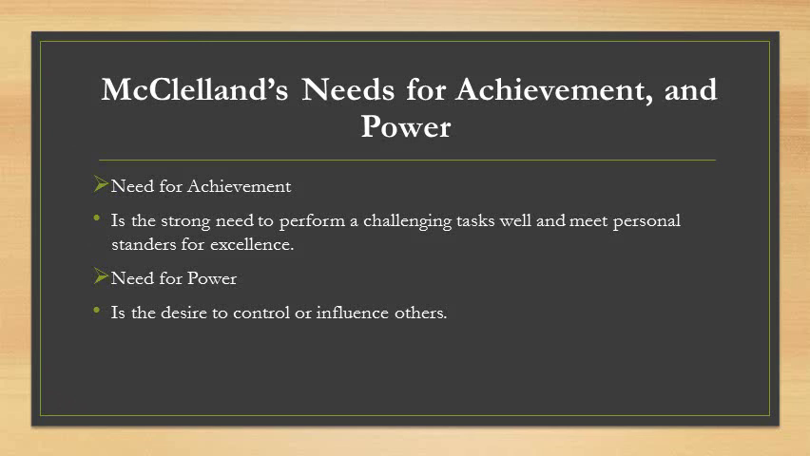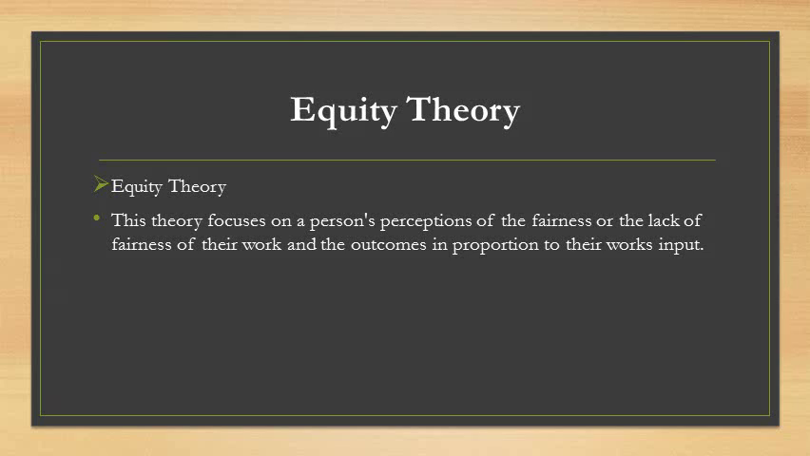McClelland's need for achievement and power. The need for achievement is the strong need to perform a challenging task well and meet personal standards for excellence. Need for power is the desire to control or influence others. Equity theory focuses on a person's perceptions of the fairness or lack of fairness in the work outcomes in proportion to their work input.